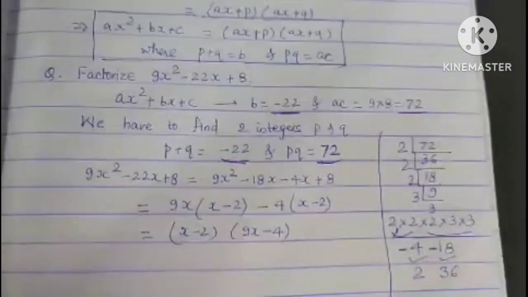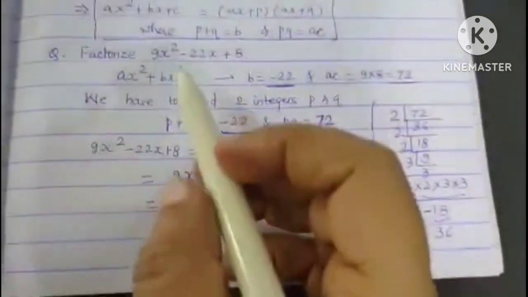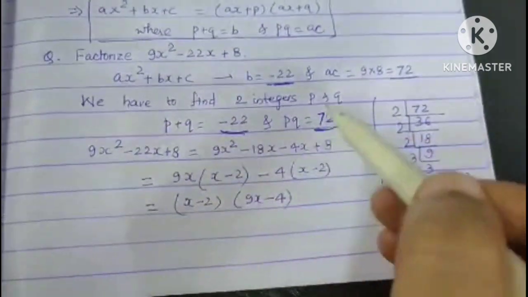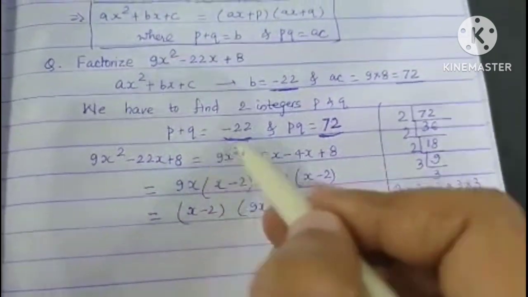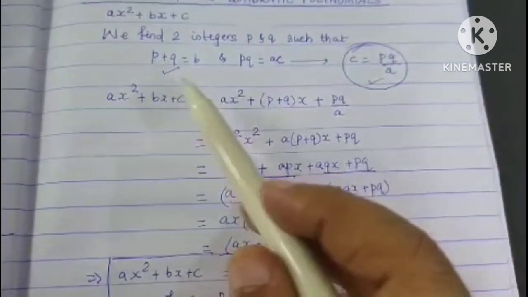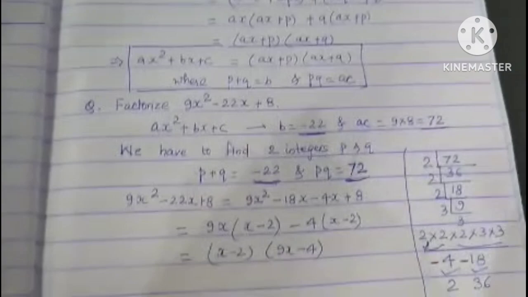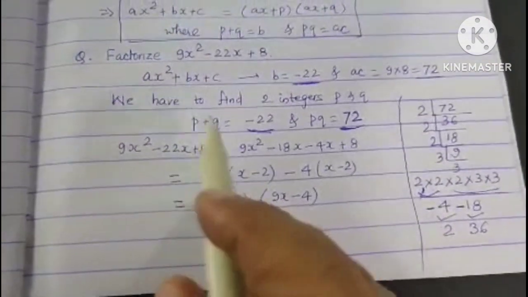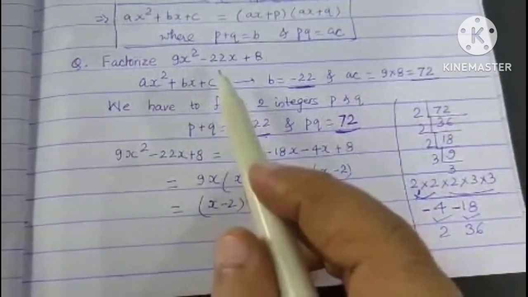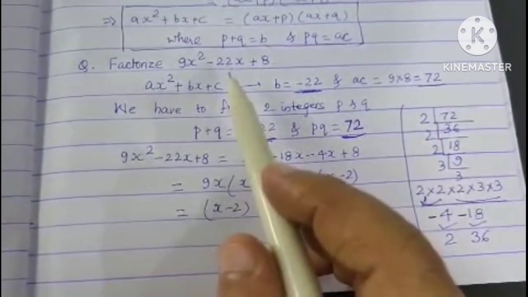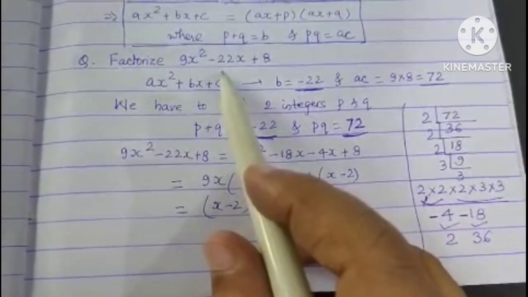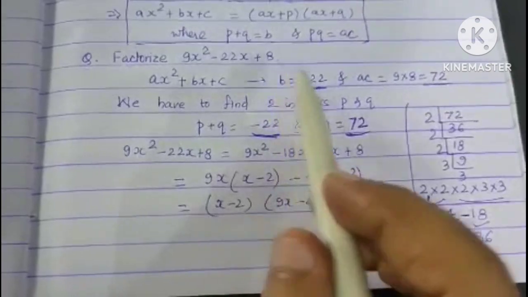Let us understand this again, because we are not going to write these things again and again. This was our process of understanding. We had written everything here: p plus q equal to this and pq equal to this. But when we solve the question, we are not going to write all these things. Simply keep in mind that the sum of the two integers should be minus 22 and the product should be 9 times 8, which is 72.